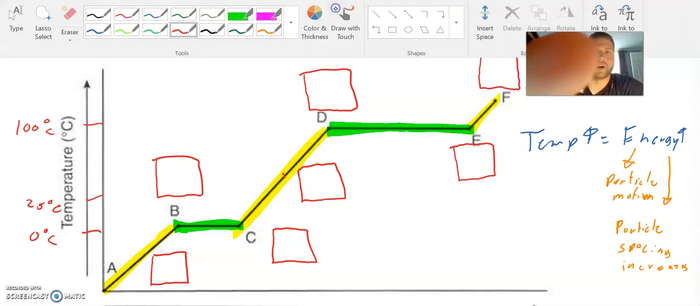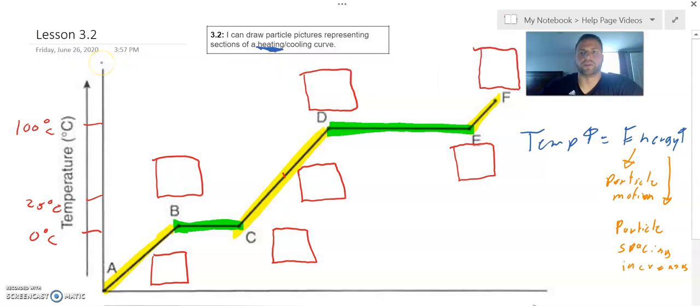So now I'm going to switch colors. Blue to represent water. And we're going to get started here on box A. We need to conserve mass at every box. So we're going to go with 3 particles at every box.